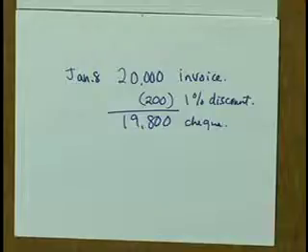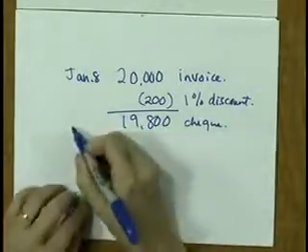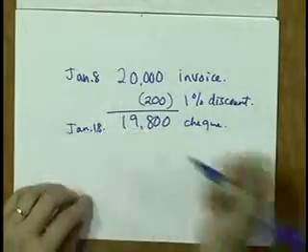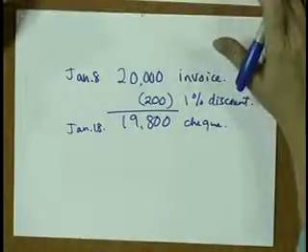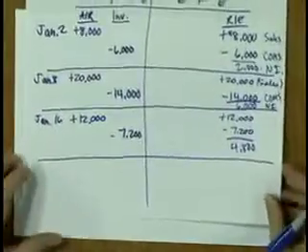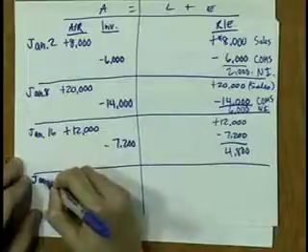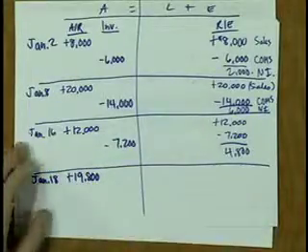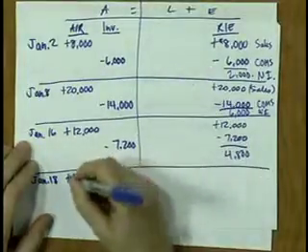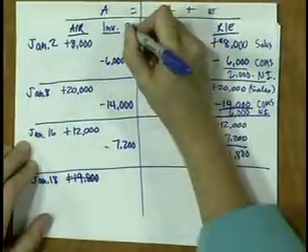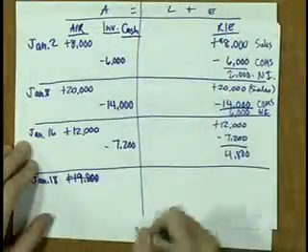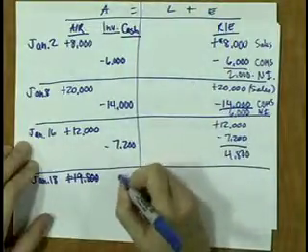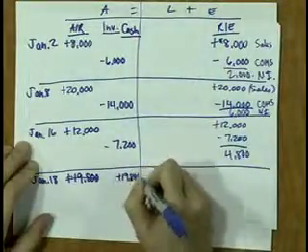Received check for the amount due for the sale on January 8th. Okay? So, let's go here. I'm receiving then $19,800 in cash. Oh, I need another column for that. Oh, I'll put it over here. Oh, getting very unwieldy. Cash is going up by $19,800.